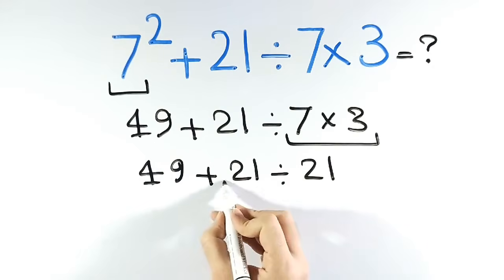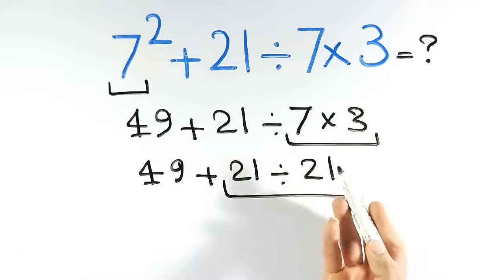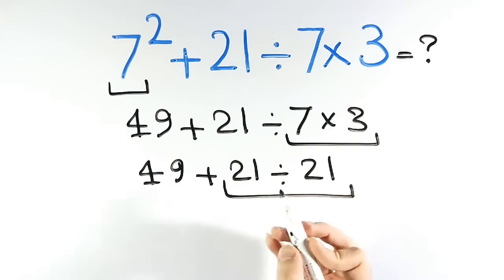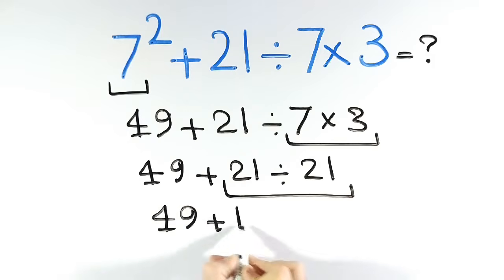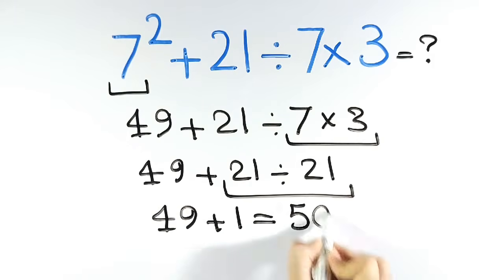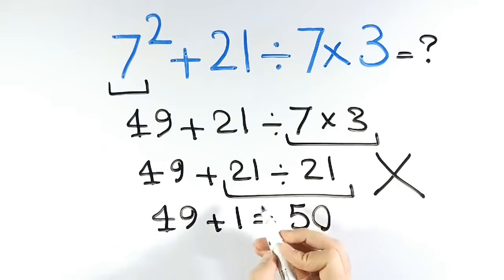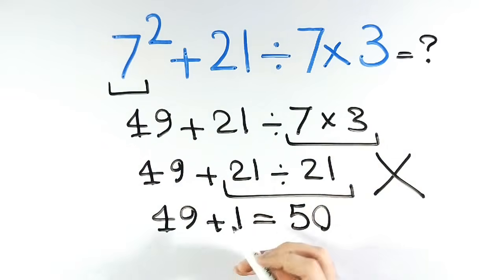And the final step, they go for the division between 21 and 21 because they believe division has priority over addition. So, they rewrite this expression as 49 plus 1, which finally gives them the answer 50. However, this answer is absolutely wrong. Alright, now let me show you how to solve this expression properly.